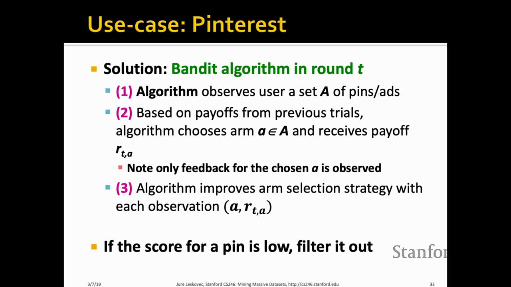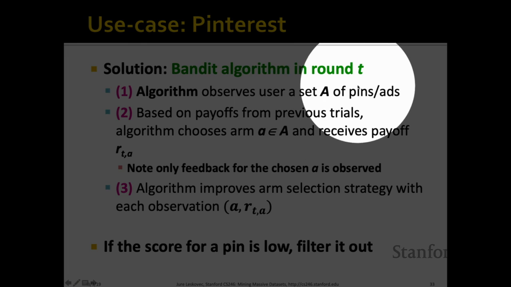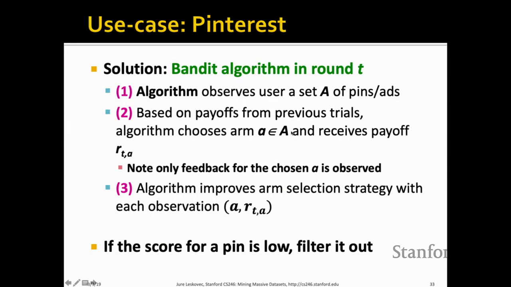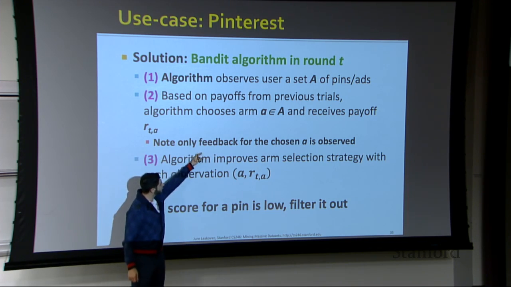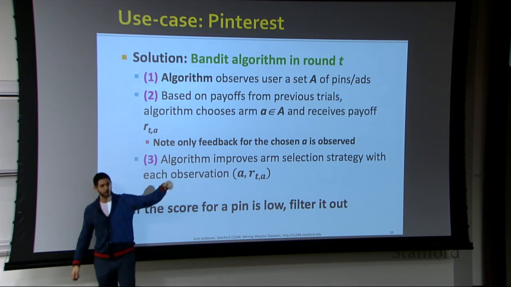So the solution that applies to Pinterest is the following. They apply the standard bandit algorithm, and what they do is that they observe the set of pins and ads that they have on the platform, and then based on the payoffs from previous trials, so how many times people clicked or liked certain images, the algorithm will choose a specific arm that will receive our estimated payoff. And once again, I'm going to keep on repeating this, it's very important to remember that only feedback for the chosen arm is observed, okay?